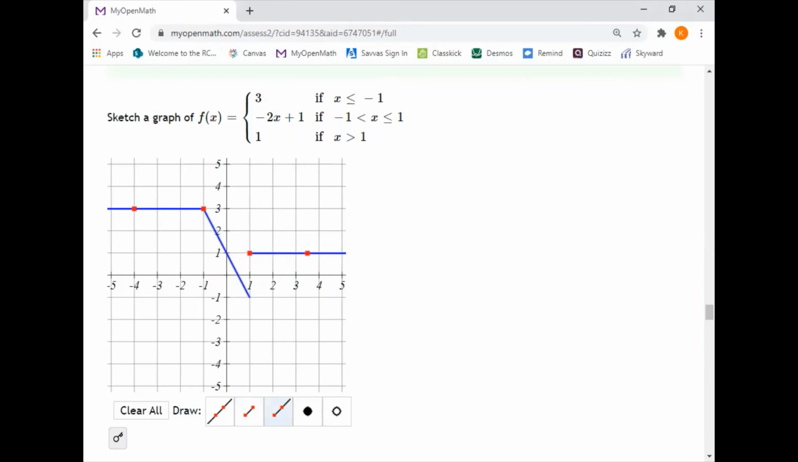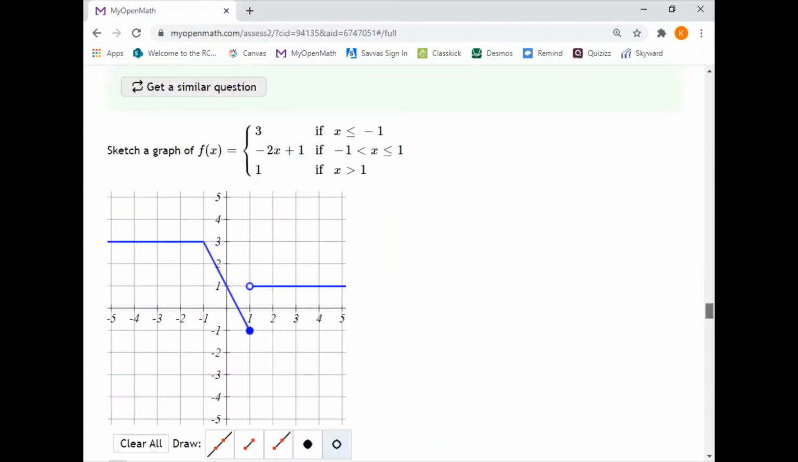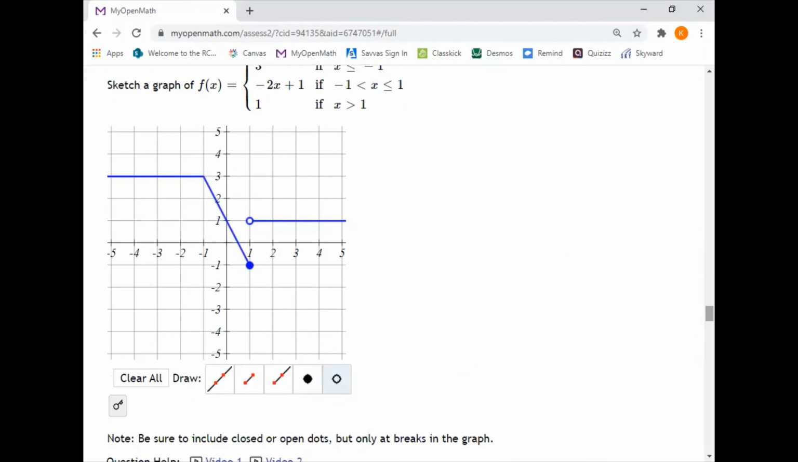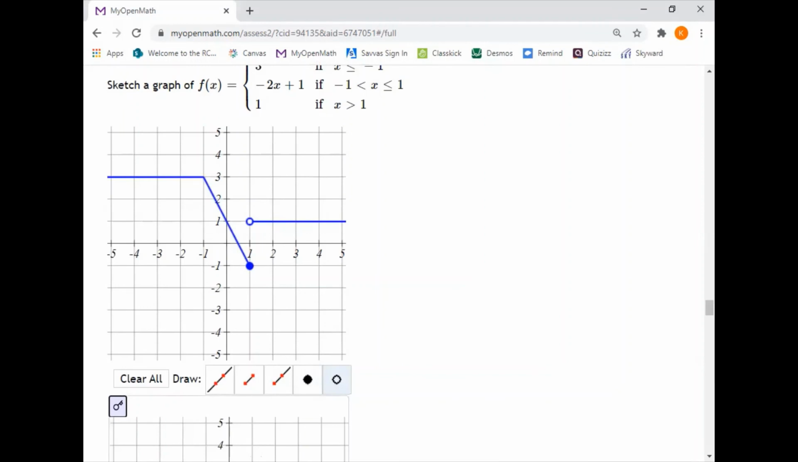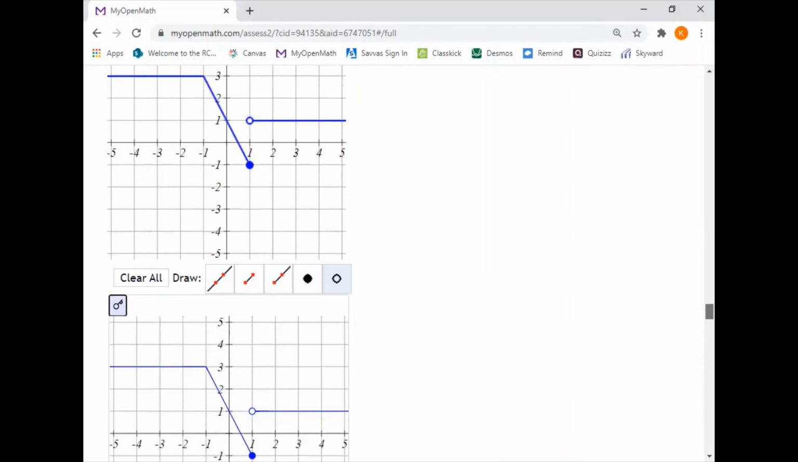Then lastly, again, the endpoints: equal to on here, so we need a filled in dot on this one. And then no equal to on the endpoint here, so we need an open one right there. And I believe if we submit that, it would be correct. Here, I'll just click the answer key down below. And indeed, I believe those are the same graphs. That's it.